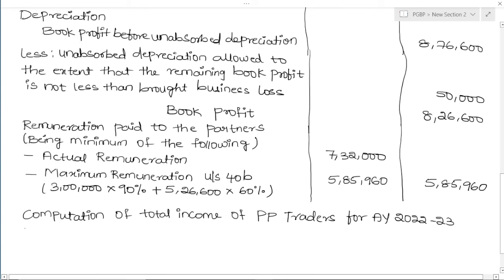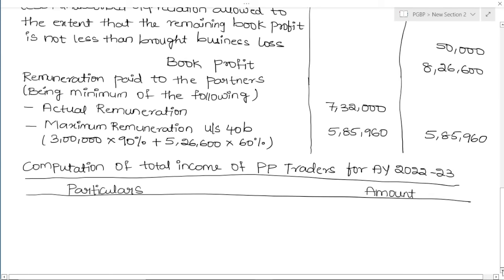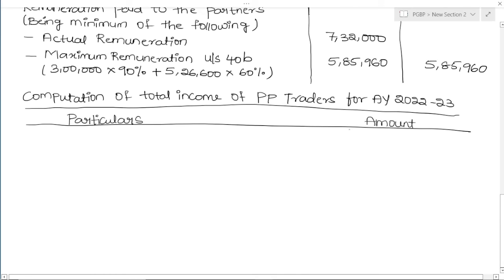So first thing, let us write particulars, amount, because most of the calculation is already done while doing the book profit computation. So here we'll do the minimal possible, whatever is required. So draw the pro forma: particulars, amount.